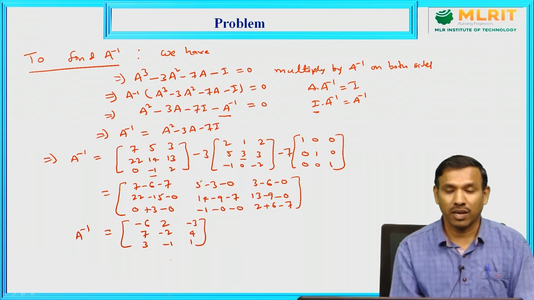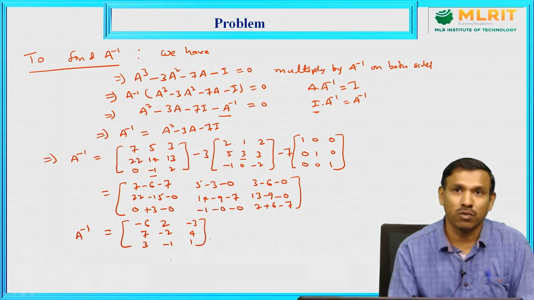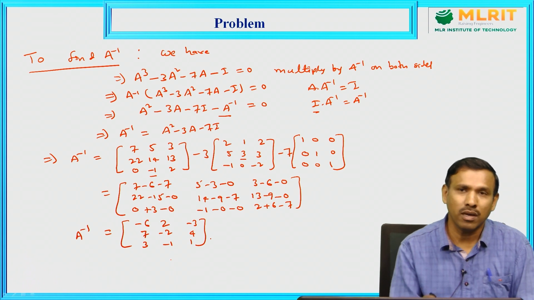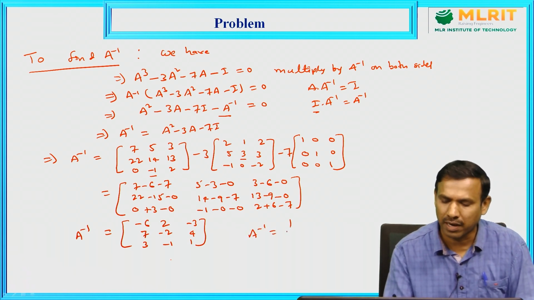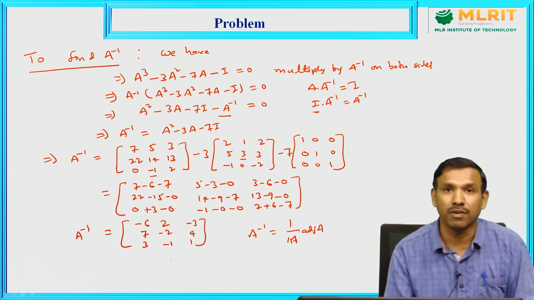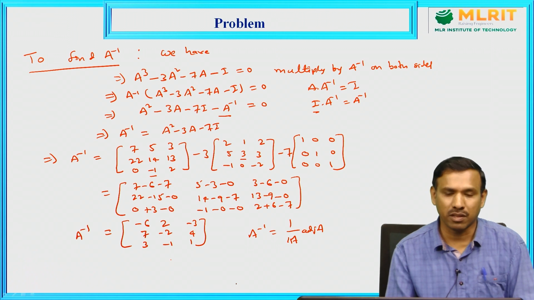Similarly, we can find higher powers also for this matrix. So, this is an application. A inverse can be determined by many methods. This is one of the methods, using the Cayley-Hamilton theorem. Generally we have A inverse is equal to 1 by det A into adjoint of A. That is what we generally do.